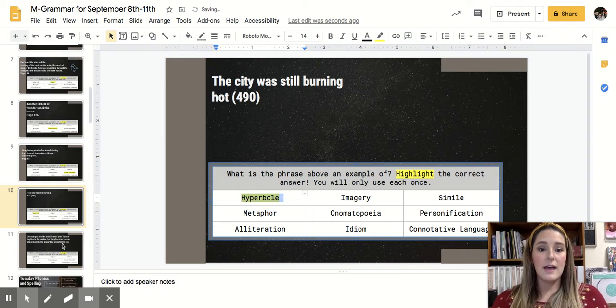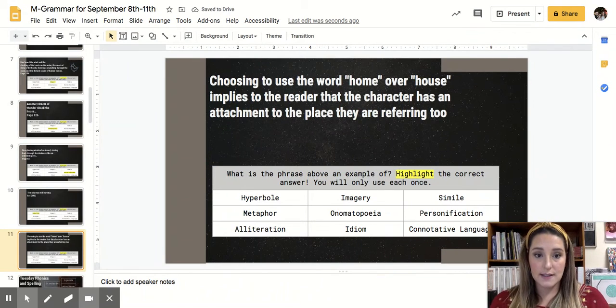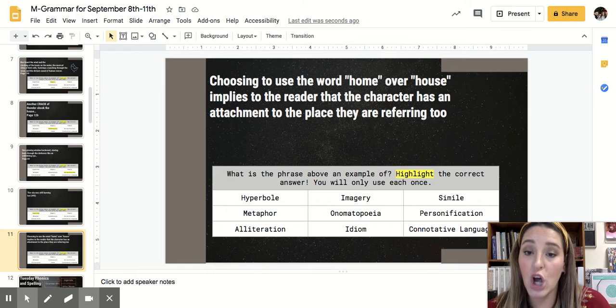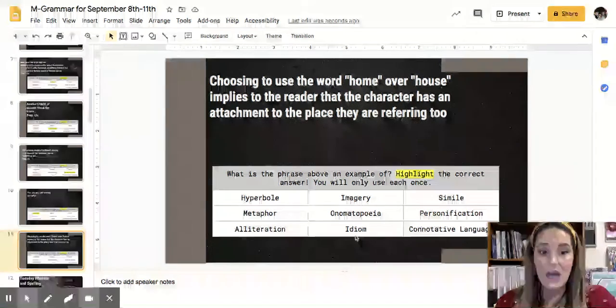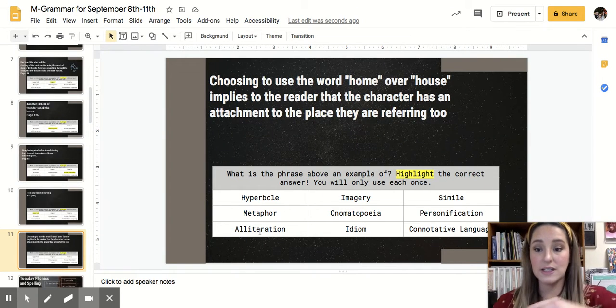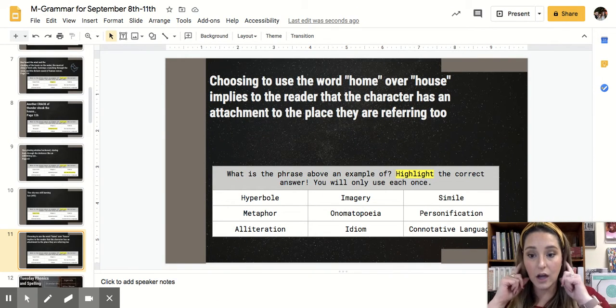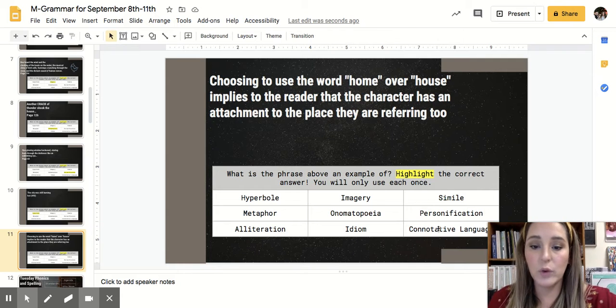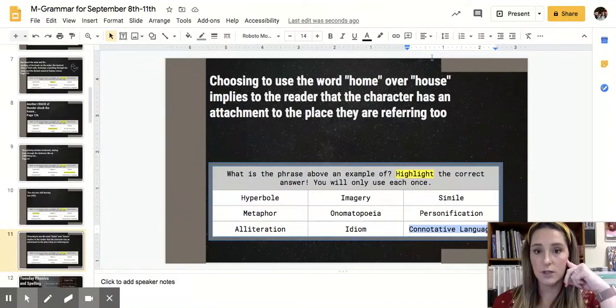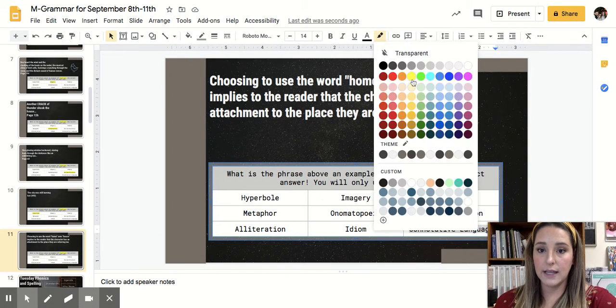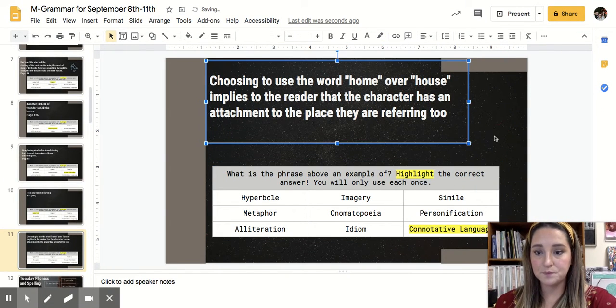All right. And the last one, we've got two choices. Choosing to use the word home over house implies to the reader that the character has an attachment to the place they are referring to. This is the only thing that I didn't have a slide for in your Quizlet. It's not alliteration because we don't see the same beginning sounds repeated. This is what we are just going to call, in general, connotative language. I'm going to highlight that. Let me explain what I mean by that.